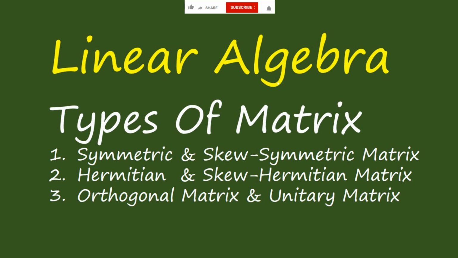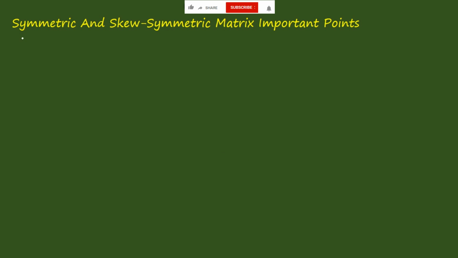Let us start now. Now coming to symmetric and skew symmetric matrix. Okay, important points. We'll understand each one: symmetric matrix, skew symmetric matrix, and in the case of complex numbers, how to go on within a matrix, and so on. Okay. The first one, symmetric matrix. When A is equal to A transpose, then it is called a symmetric matrix.